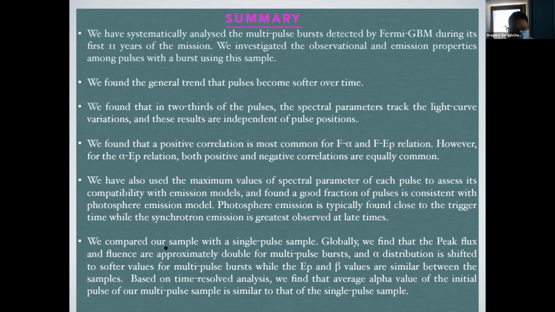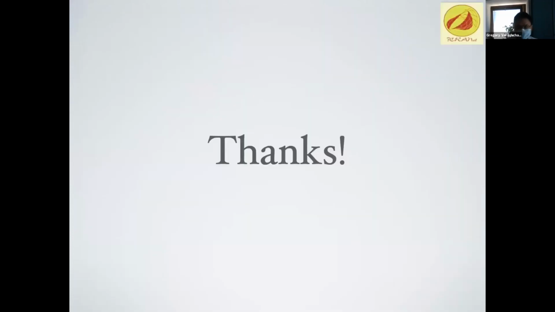We also compare our sample with a single pulse sample. Globally, we found that the peak flux and the fluence are approximately double for multiple pulse bursts, and the alpha distribution has softer values for multiple pulse bursts, while the Epeak and beta values are similar between the samples. Based on the time-resolved analysis, we found the average alpha value of the initial pulse of the multiple pulse sample is similar to that of the single pulse sample. Okay, thanks. That's all.